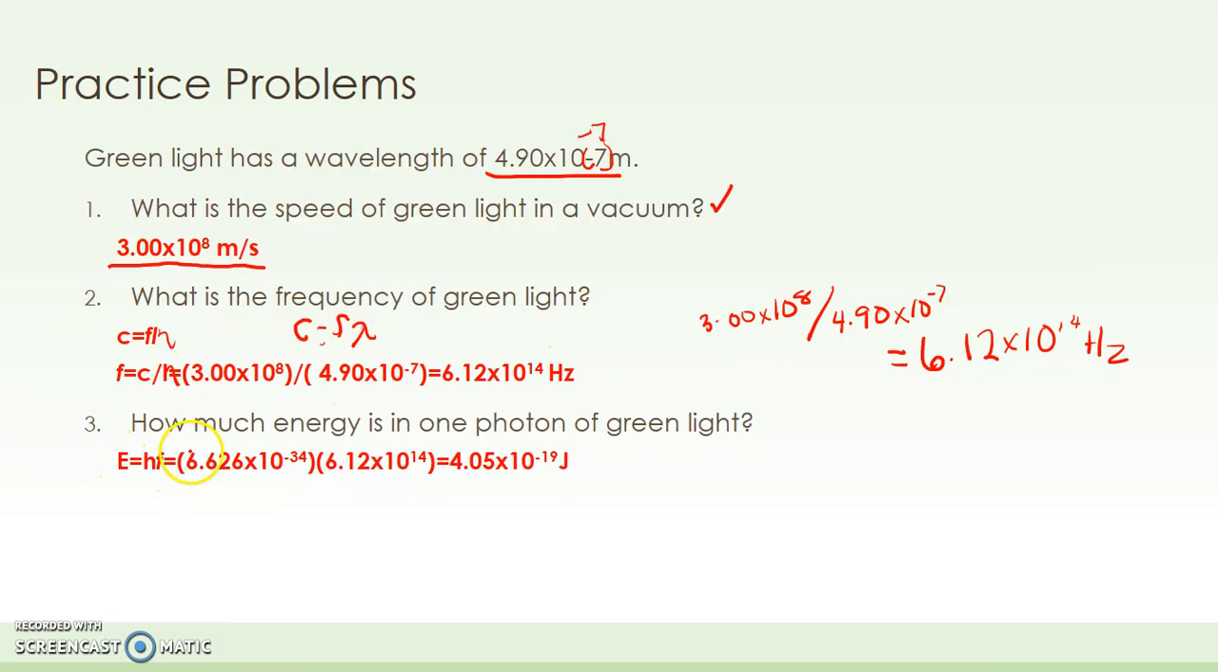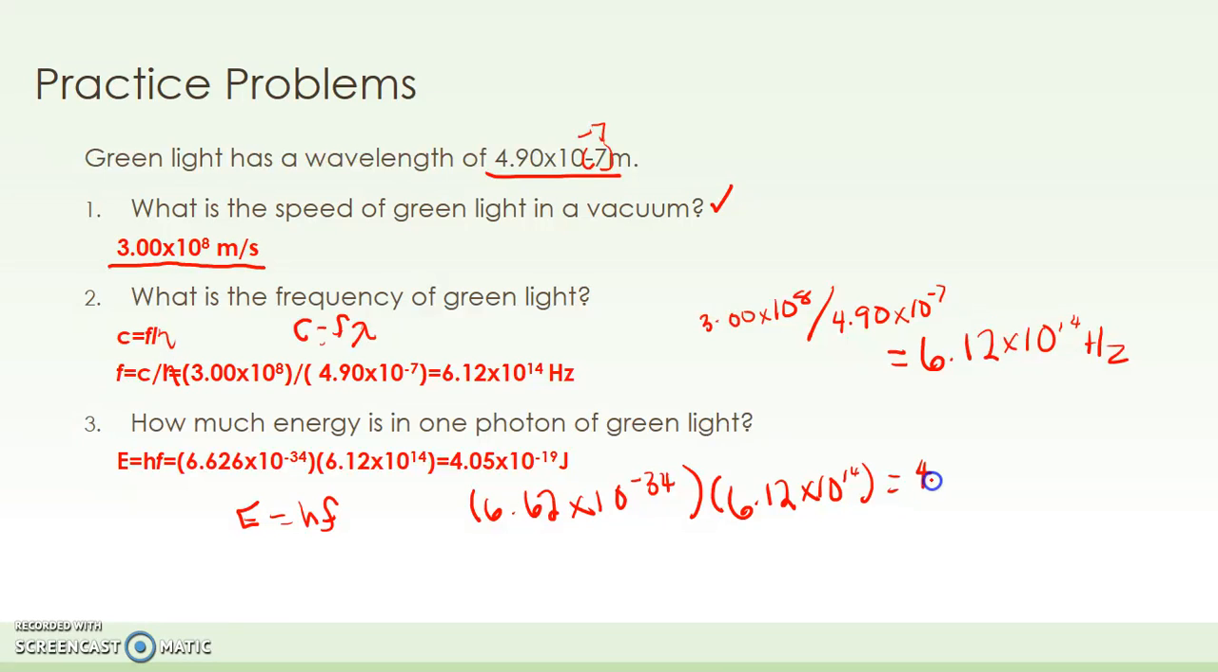And number 3 states, how much energy is one photon of green light? So remember, we can use this formula. And we get 6.62, which is that constant that I told you to write down on the previous slide, times 10 to the negative 34, times what we just calculated from part 2 of this problem, so 6.12 times 10 to the 14th. And we should get 4.05 times 10 to the negative 19th. And again, it's asking for energy, so it will be joules.